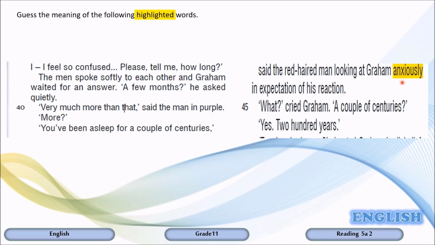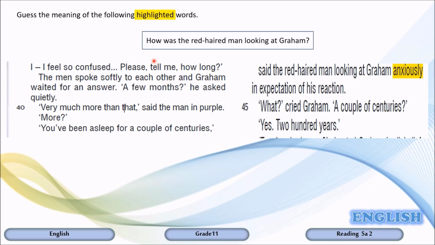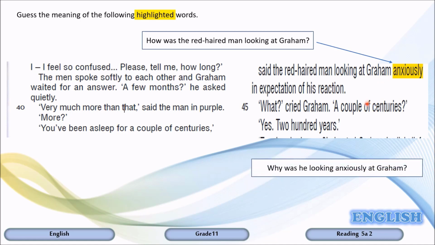In order to understand the word anxiously, let's answer the following question. How was the red-haired man looking at Graham? Excellent, he was looking at him anxiously. Okay, another question. Why was the man looking at Graham anxiously? Excellent, thank you. In expectation of his reaction. And I guess now it's clear what we mean by anxiously. Thank you very much. Let's move to the next word.